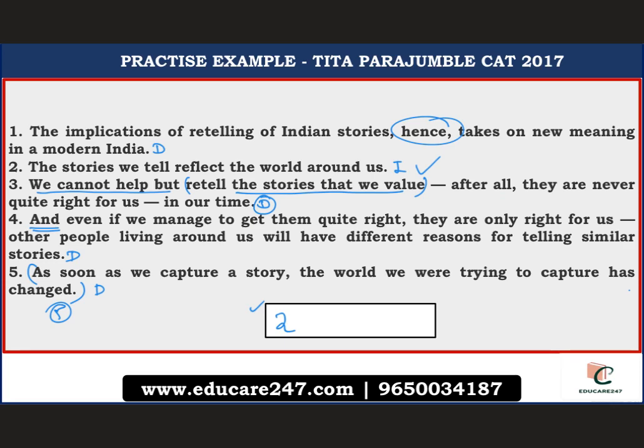So, if you compare sentence 2 and sentence 5 closely, sentence 2 says the stories we tell reflect the world around us. Okay, the world around us. And sentence 5 says as soon as we capture a story, the world we were trying to capture has changed. So, this 5 should follow 2 and not the other way around. Hence, they both form a pair and 2 and 5 should come over here. So, anyway, 5 was never our first sentence. Now, further, 3, 4, 1 should form a mandatory triplet.